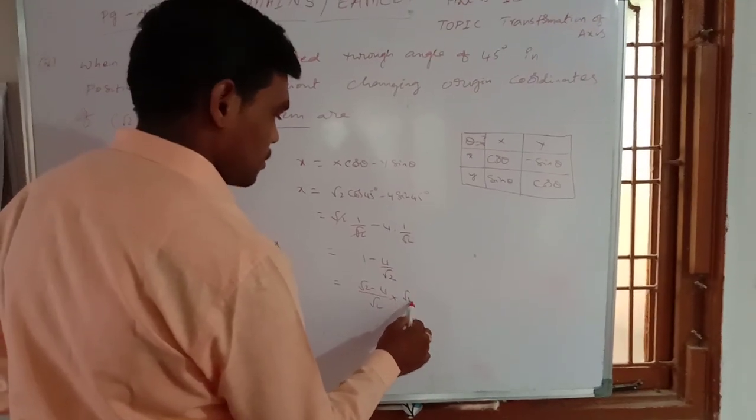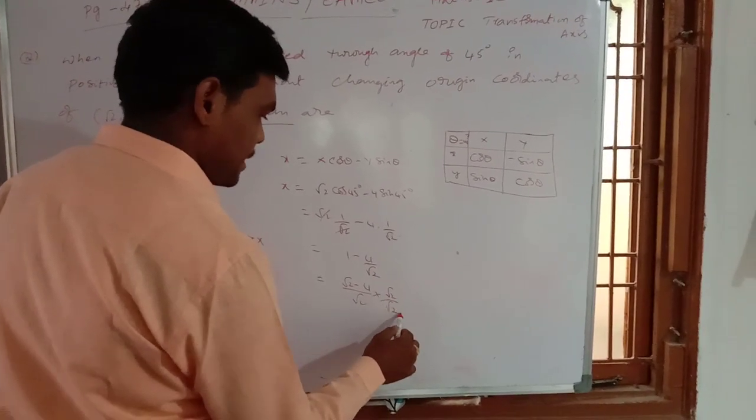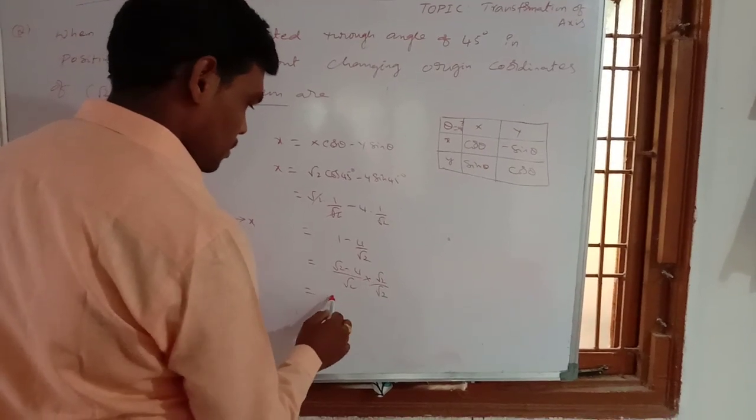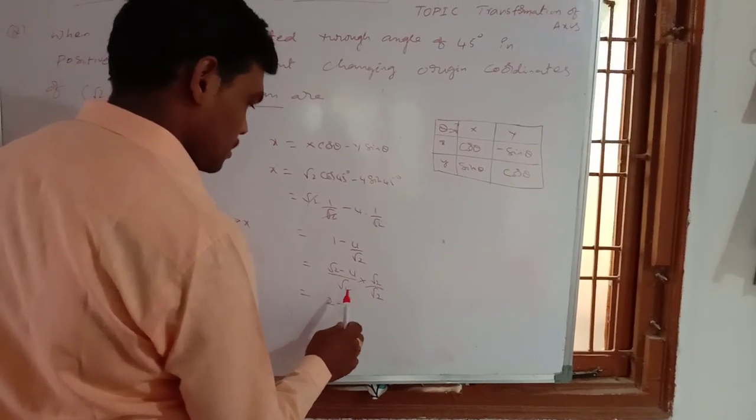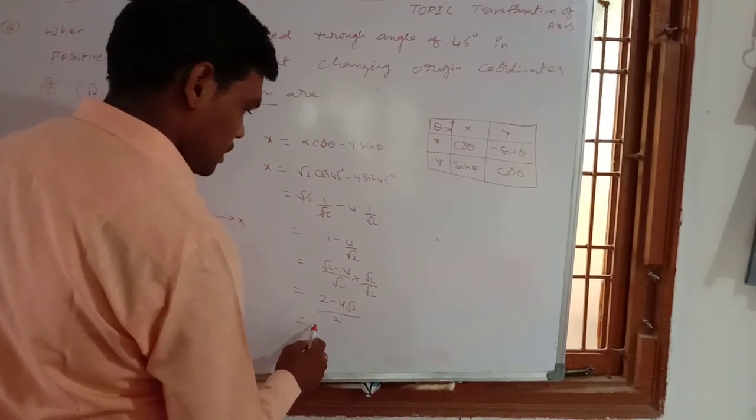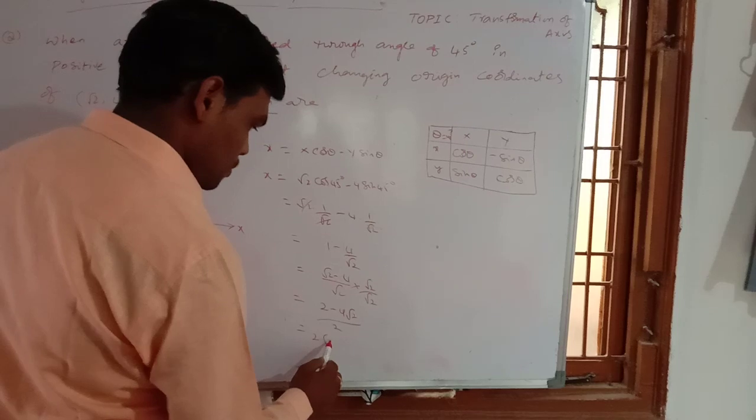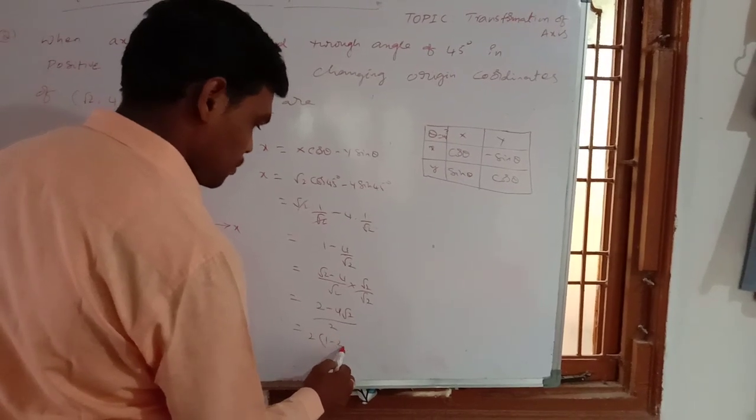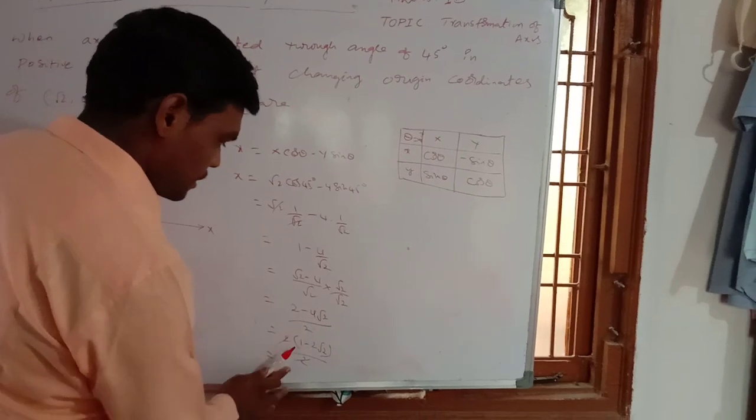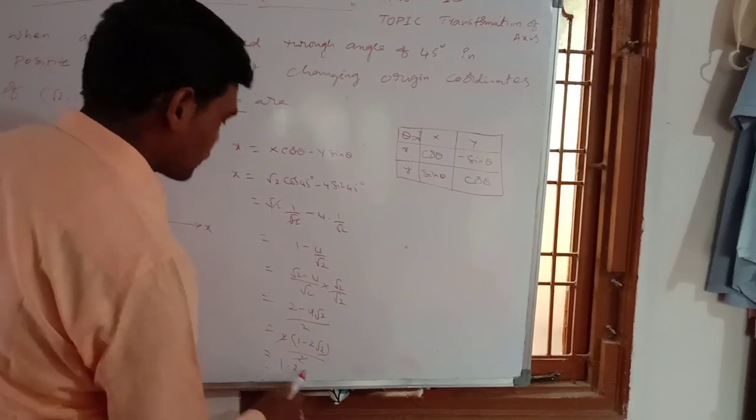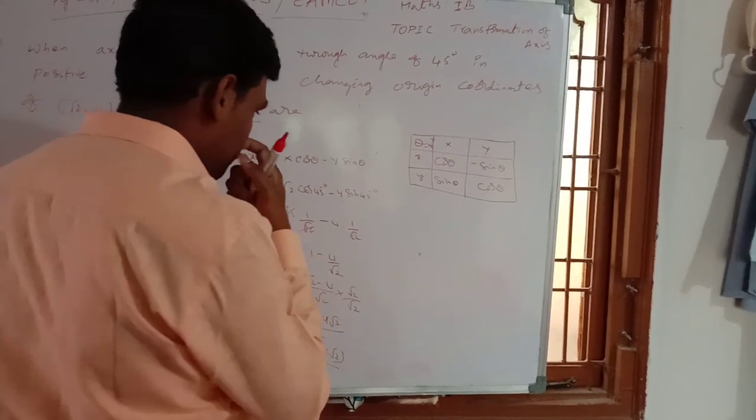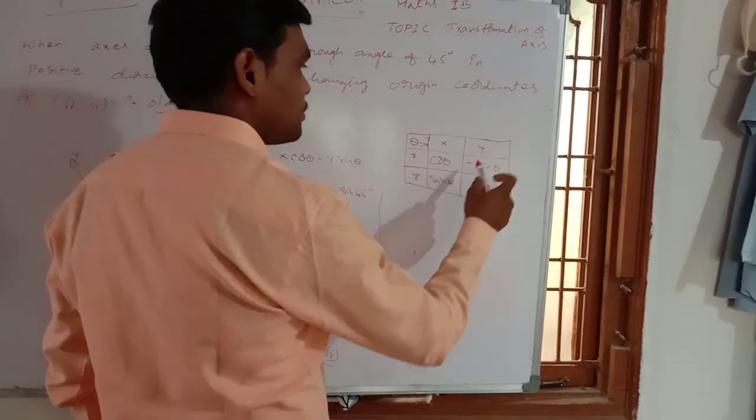Okay, now this is root 2 by root 2, so root 2 into root 2 means 2 minus 4 root 2 by 2, and 2 common, this is 1 minus 2 root 2 by 2, 2 is cancelled, 1 minus 2 root 2. Now the x coordinate of the new system is 1 minus 2 root 2.